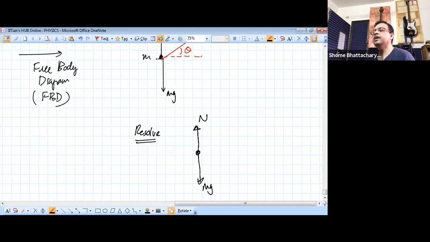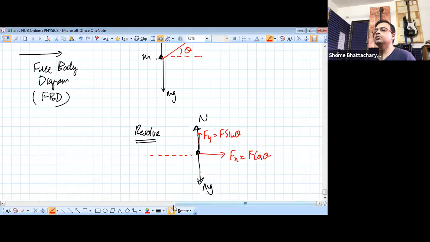Okay, but we will take the components of F. So what will the x component of F be here? F cos theta. And what will the y component be? F sin theta. So now my resolution is done.